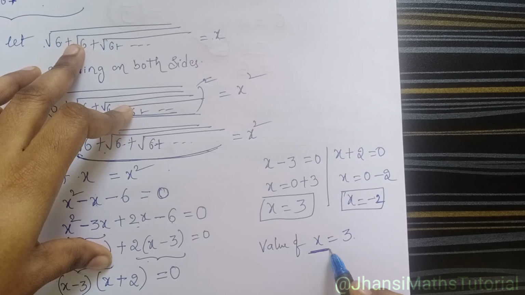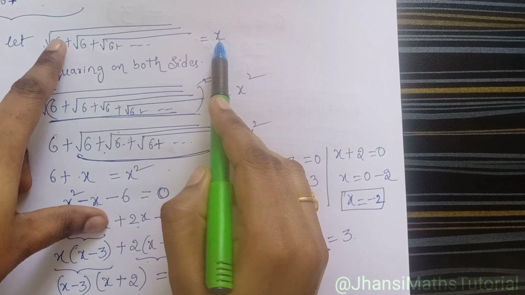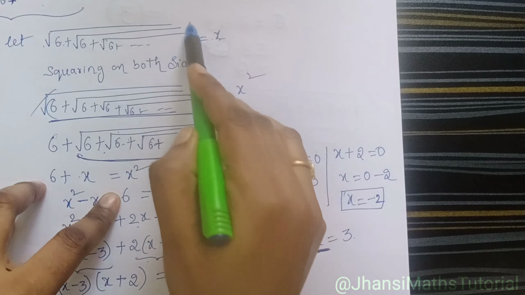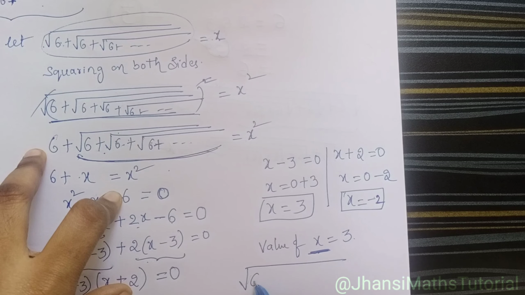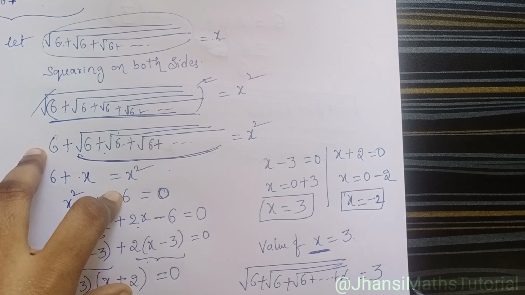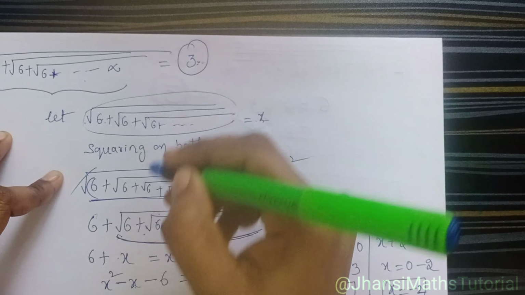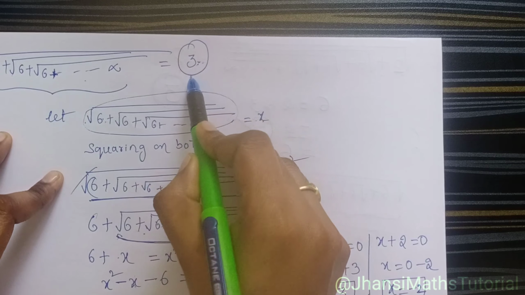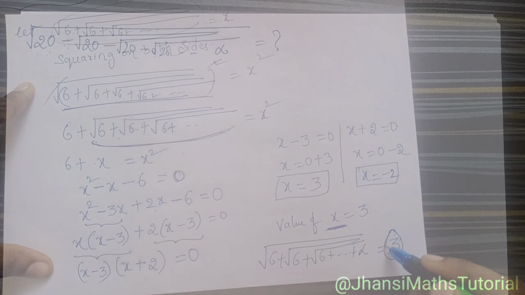What is x here? At the starting we have taken, what is x? This is x. That means square root of 6 plus root of 6 plus root of 6 plus so on to infinity is equal to 3. See, by using the trick also we got the same answer. Yes or no? By using the trick also we got 3 only. By using the general proof also we got 3 only. So the answer for this question is 3.